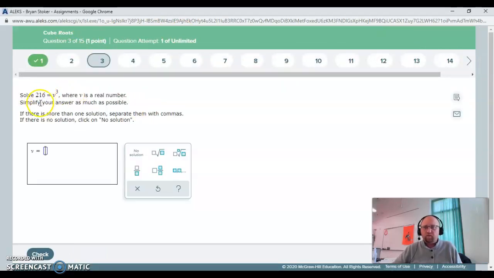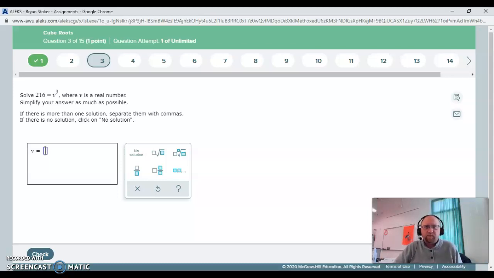Question 3, solve 216 is equal to v to the third, where v is a real number. Simplify your answer as much as possible. If there's more than one solution, separate them with commas. This is just like in the square root problem we did a couple weeks ago.